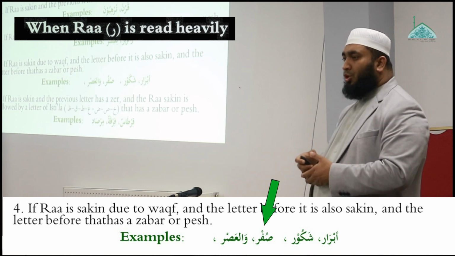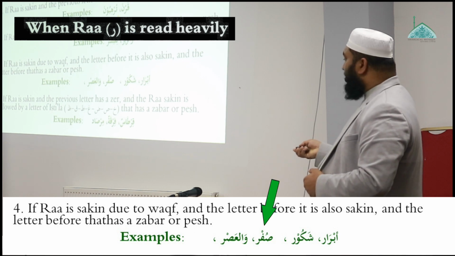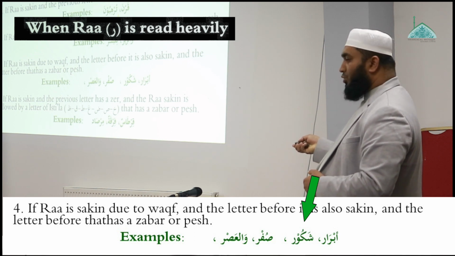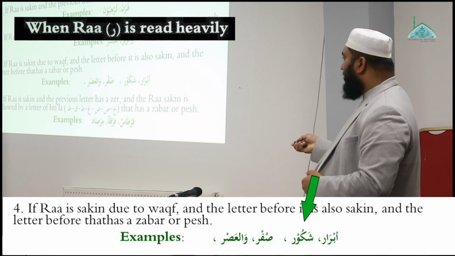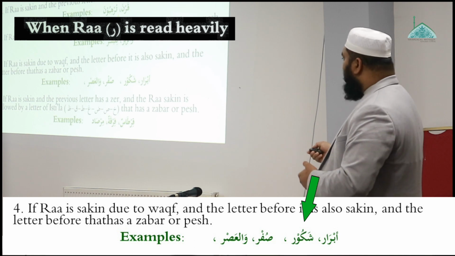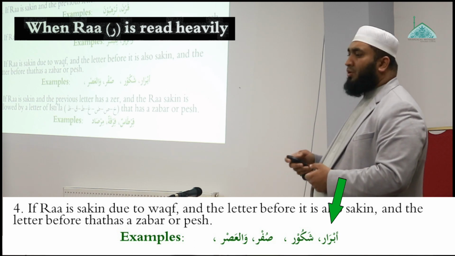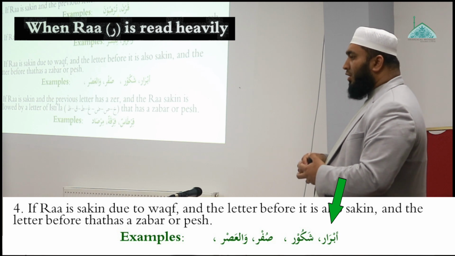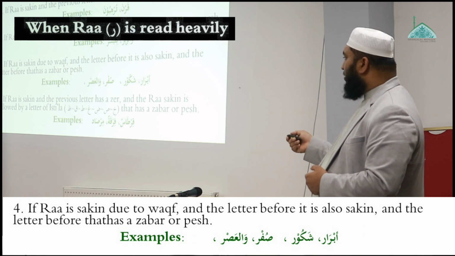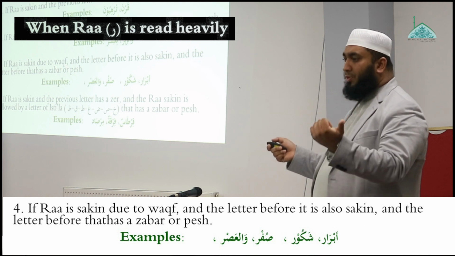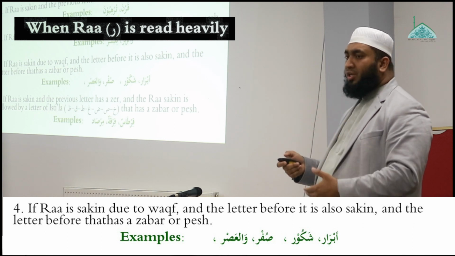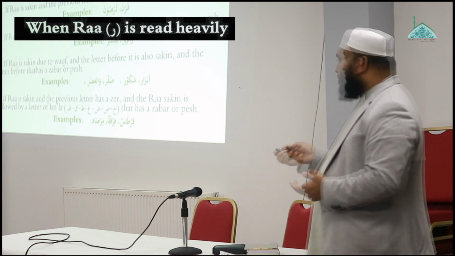Sofro. Then Shakur. Here, Ra is Sakin due to what? The letter before it was Sakin, and the letter before that has a Pesh. So Shakur, abrar. Okay, so we found the examples here. Ra is Sakin due to stopping, the letter before is Sakin, the letter before that has a Zabar or Pesh, and Ra will be read heavily.